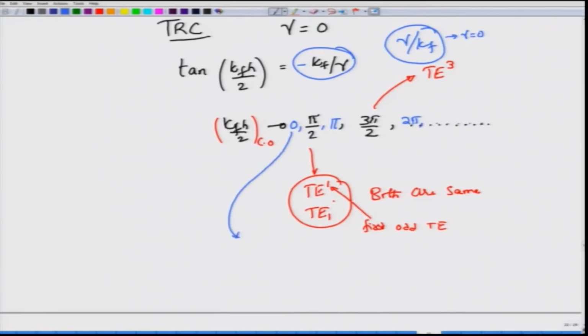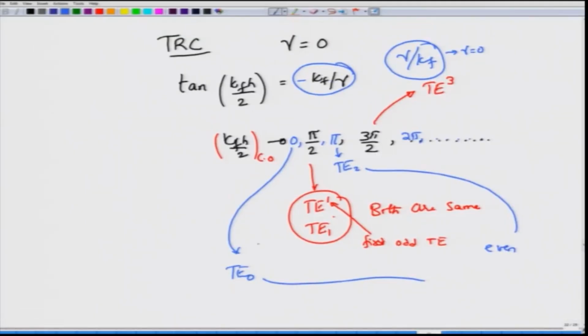So, the solution corresponding to 0 will be written as the TE 0 mode, and the solution corresponding to pi will be written as the TE 2 mode. These are the even modes, even because the numbers 0, 2, 4 and so on correspond to even numbers.